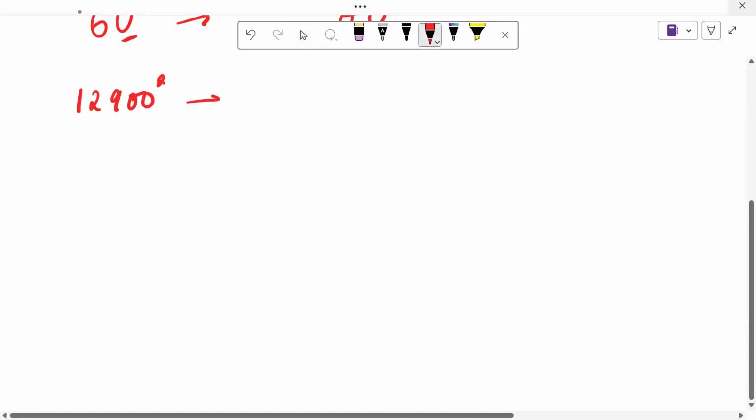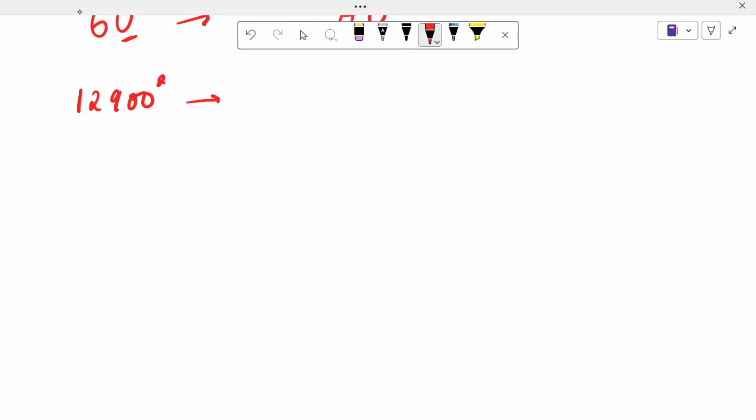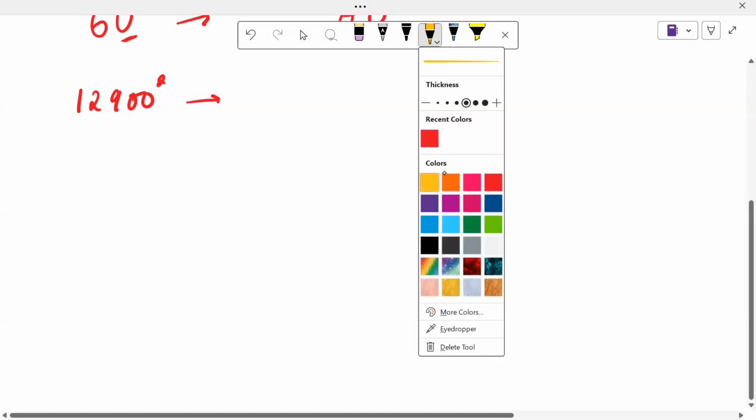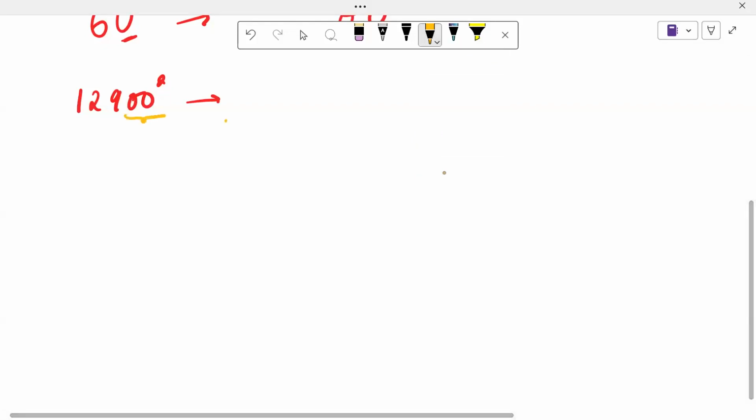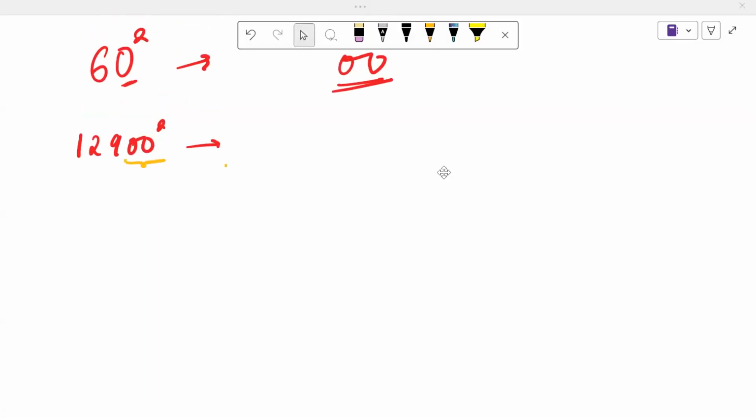12900 square, now this is a pretty big number, right? 12,900 square. It's very time consuming to solve the entire thing. So instead of solving the entire thing, what you can do is just count how many zeros are there. Ma'am, 2 zeros. Yeah, very good. 2 zeros. So if the question has 2 zeros, how many zeros will be there in the answer? 4. Yeah, there will be 4 zeros. So the answer shall contain 4.